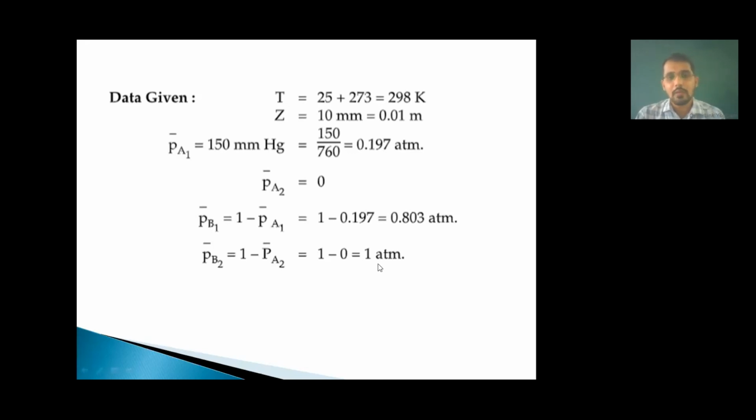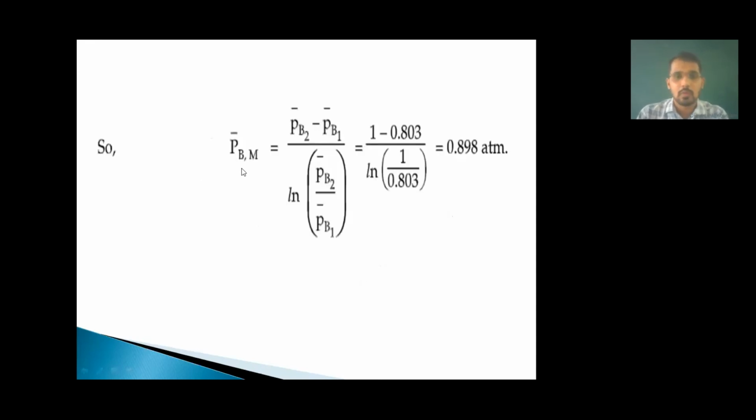Now we have to calculate here the log mean pressure, similar to the previous example. So the formula for that is PB2 bar minus PB1 bar, divided by ln PB2 bar divided by PB1 bar. Just put the value of PB1 bar here. PB2 bar is nothing but 1 atmospheric pressure. PB1 bar is equal to 0.803, divided by ln 1 divided by 0.803. After putting all these values, just calculate, you will get PBLM bar is equal to 0.898 atmospheric pressure.